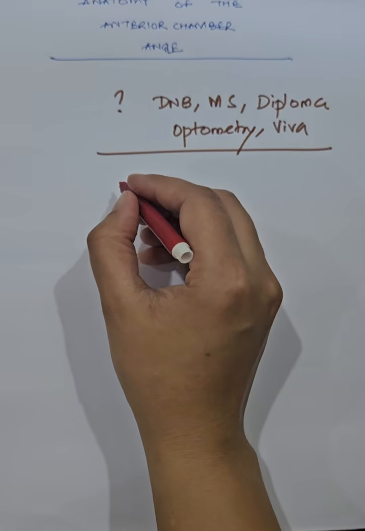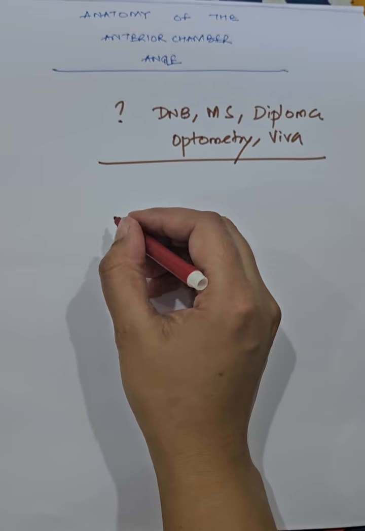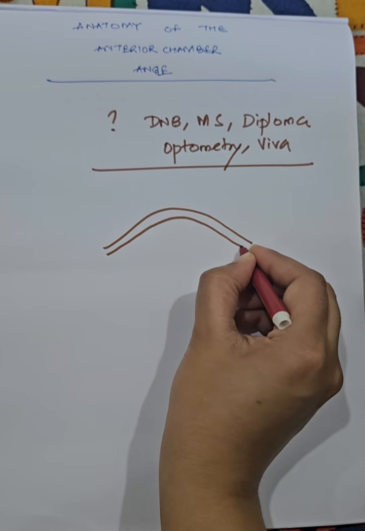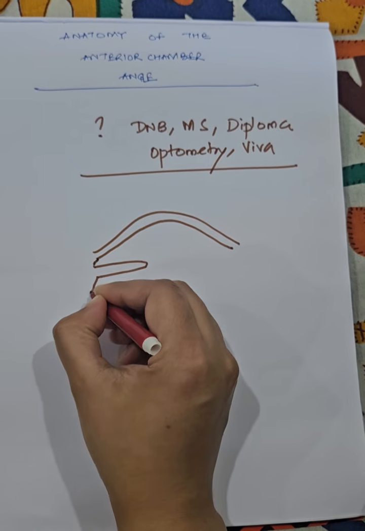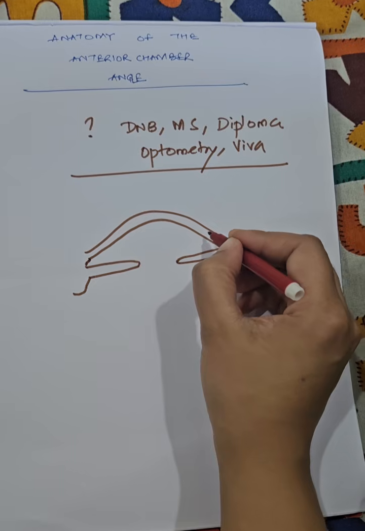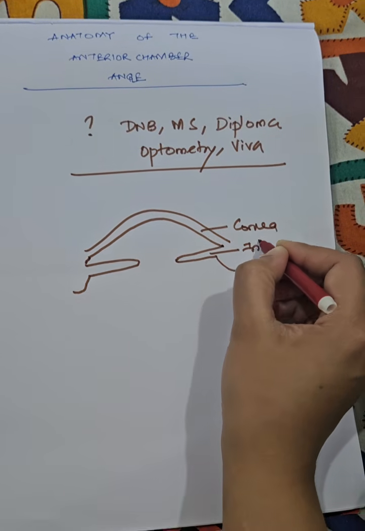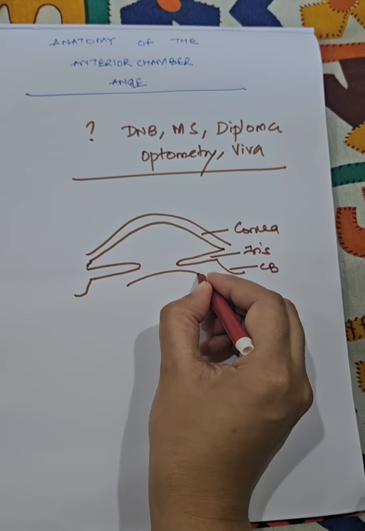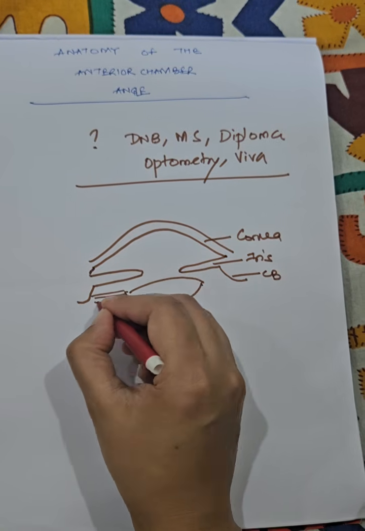So if you want to learn about the angle, first you need to know how the eye is divided. So this is the cornea and this is a cut section of the eye, and here there is the iris here, and this is the ciliary body. So this is cornea and this is the iris. This is the ciliary body, and here we draw the lens. Okay, and these are the zonules.